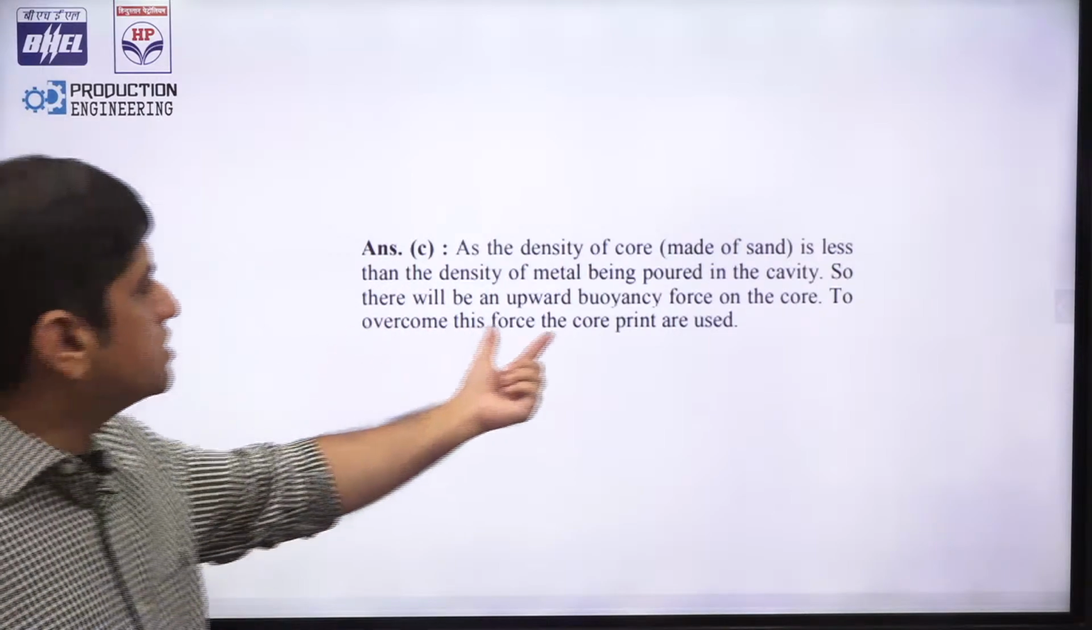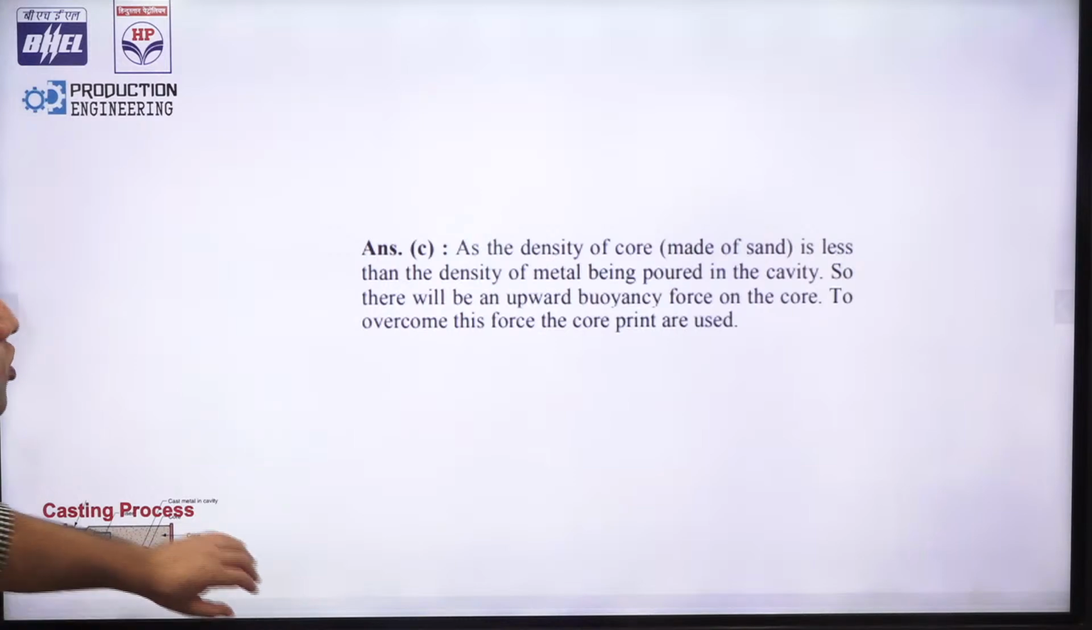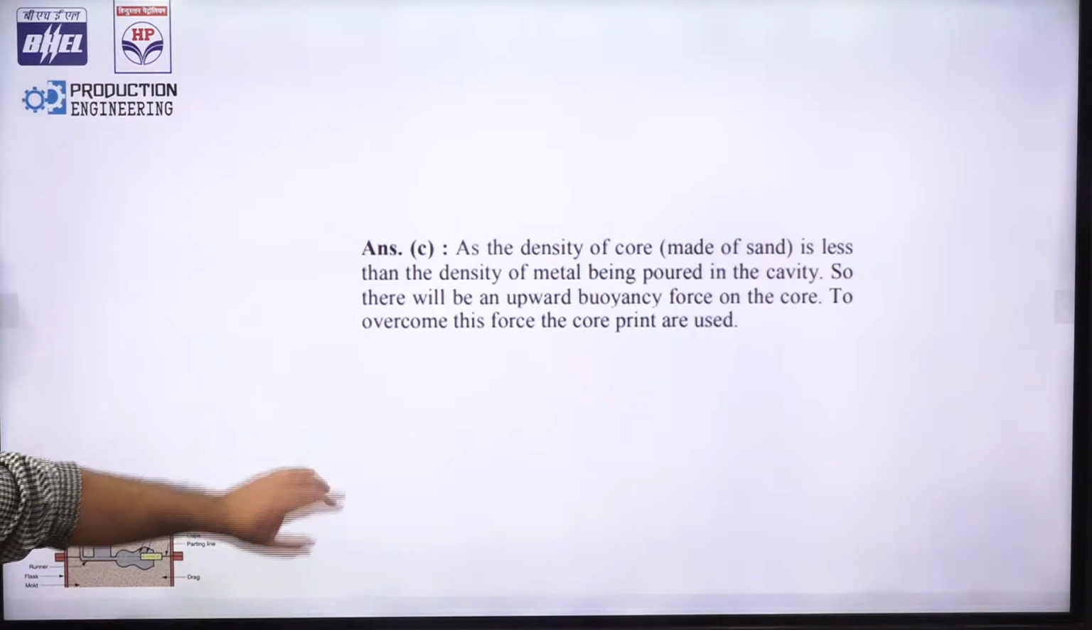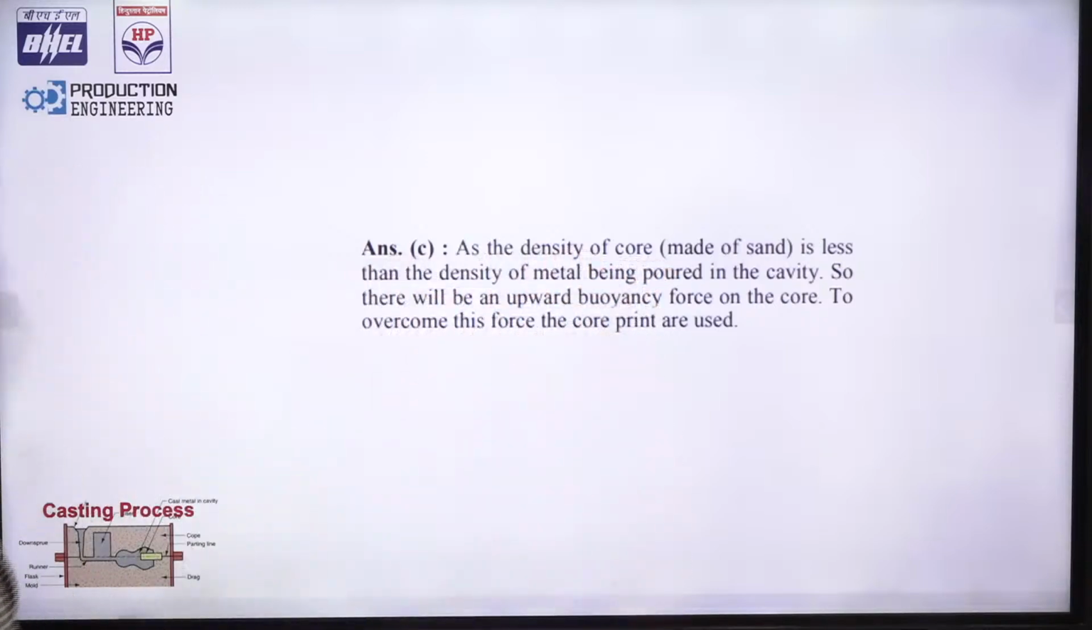And core prints are provided for that, so that your core does not get lifted. Core prints are provided, and chaplets are also provided. You know, the density of the core is less than the density of the molten metal. There's a reason: hydrostatic pressure force or buoyancy force may lift it upward.